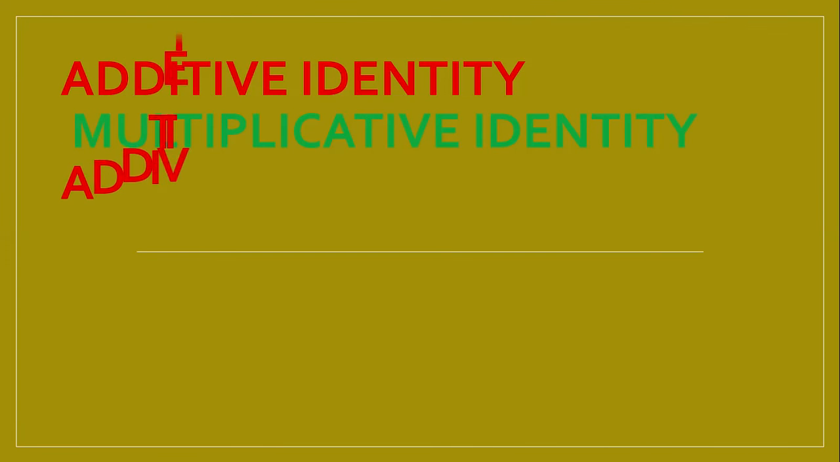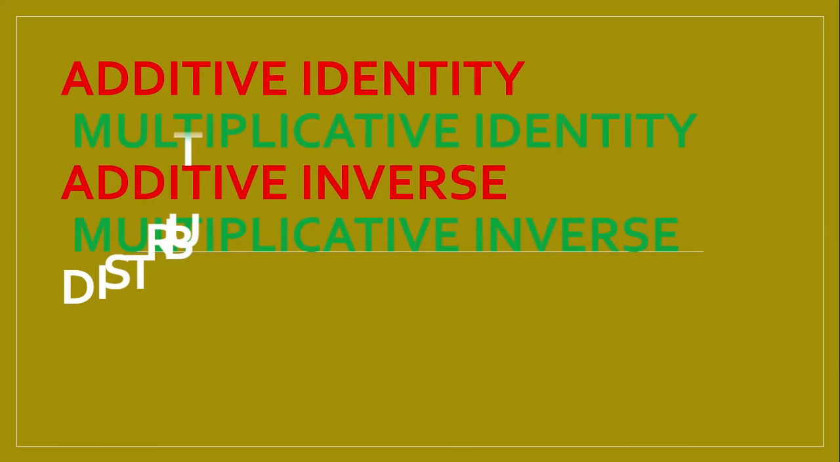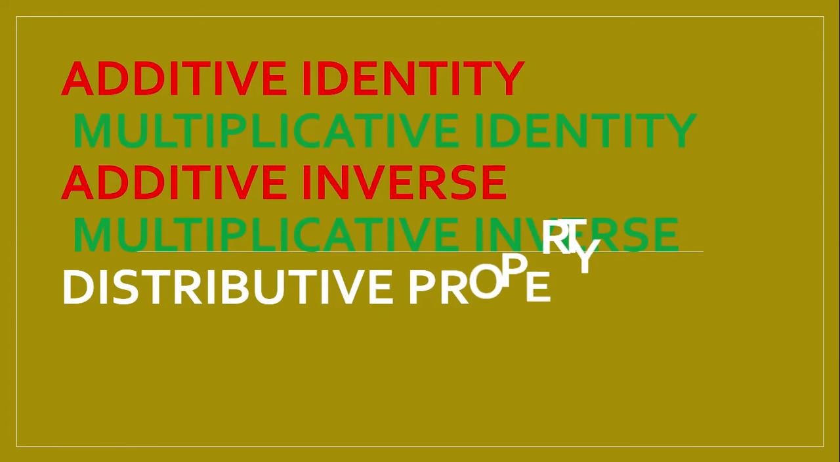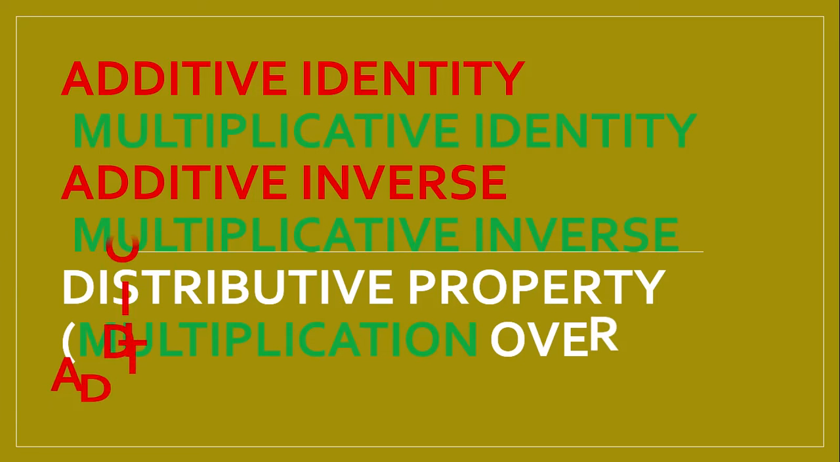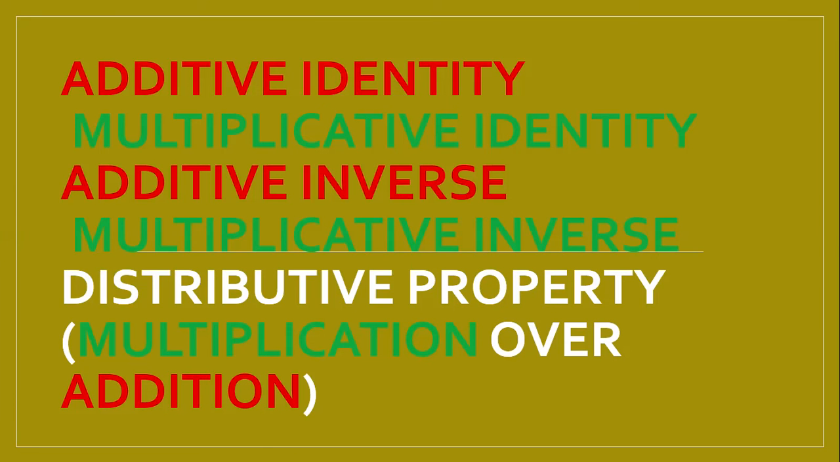Welcome back to 8th class mathematics class. Today we are going to discuss some properties of rational numbers. What are those? Additive identity, multiplicative identity, additive inverse, multiplicative inverse, and distributive property. That means multiplication over addition.